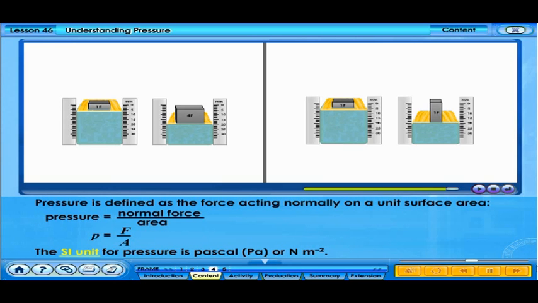Thus, pressure is defined as the force acting normally on a unit surface area. Pressure equals normal force over area. P equals F over A. The SI unit for pressure is Pascal or Newton per meter squared. Now let us see some of the applications of pressure.